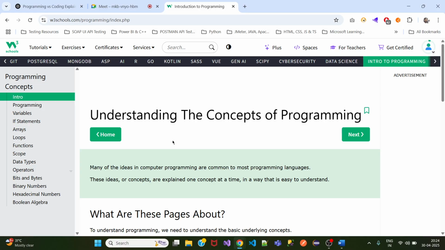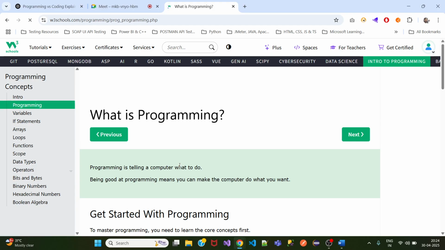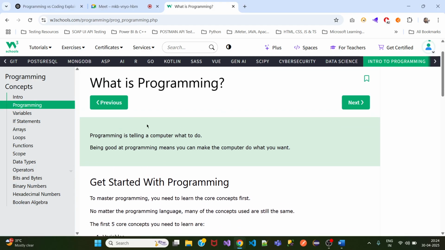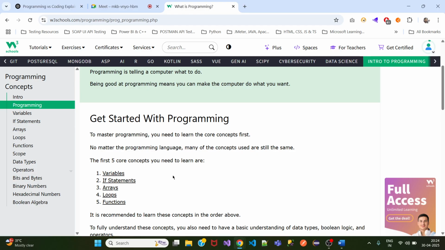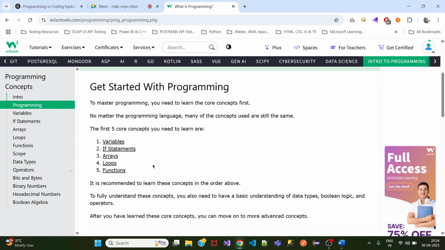Before we jump into JavaScript, this is what programming is all about, which we have all discussed. Now there are some common areas every programming language shares, which are variables, if statements, arrays, loops, functions. But I'm not talking about these today.